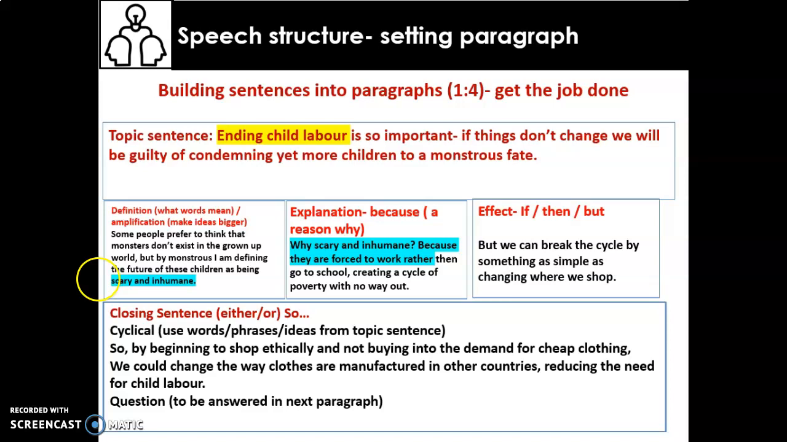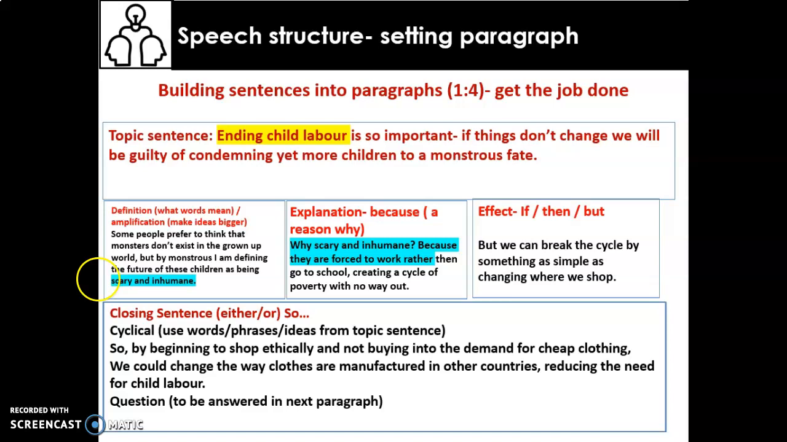So, ending child labour is so important. If things don't change, we will be guilty of condemning yet more children to a monstrous fate. I've used my metaphor. Some people prefer to think that monsters don't exist in the grown-up world. But by monstrous, I'm defining the future of these children as being scary and inhumane. So I've done a little bit of definition and amplification. I am defining the future of these children. I've amplified what I mean by monstrous, okay?